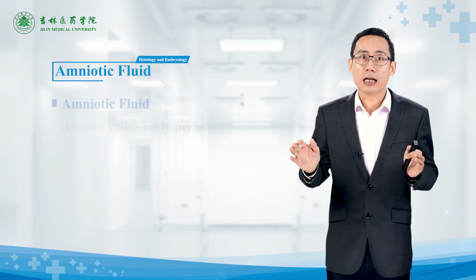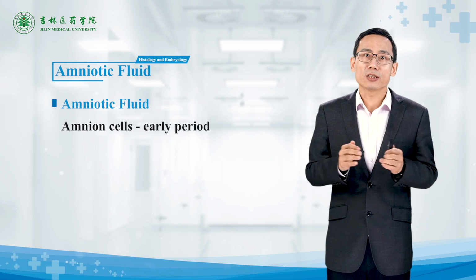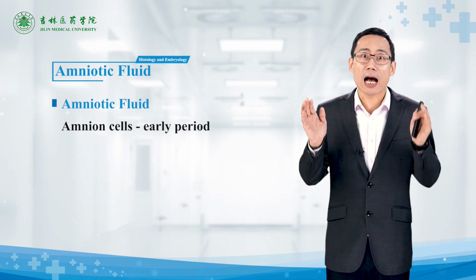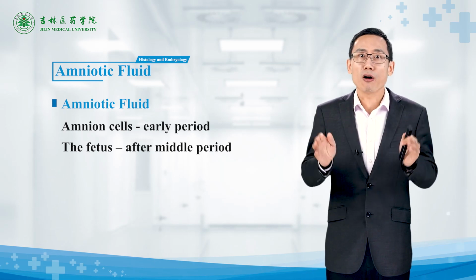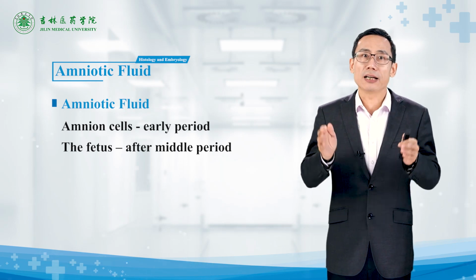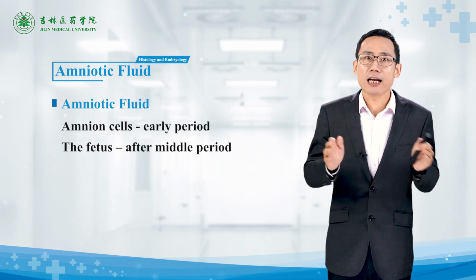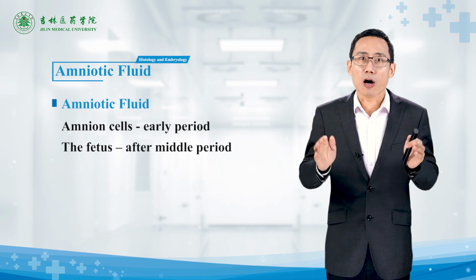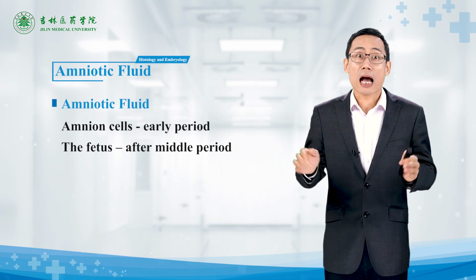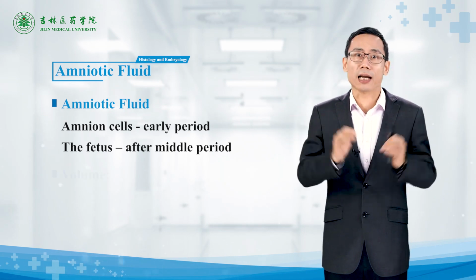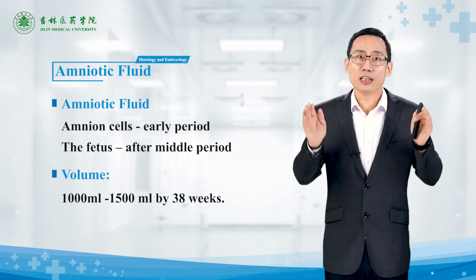The amniotic fluid in the early period of pregnancy was colorless and transparent, which was continuously secreted and absorbed by amnion. After the middle period of pregnancy, the fetus began to swallow amniotic fluid, and the excrement of its digestive system and urinary system and exfoliated epithelial cells also entered the amniotic fluid, which became turbid. With the growth of embryo, amniotic fluid also increased correspondingly, 1,000 to 1,500 milliliter in full-term delivery.